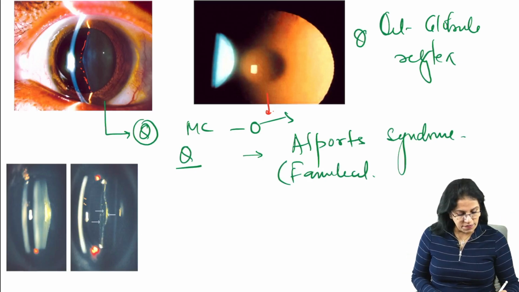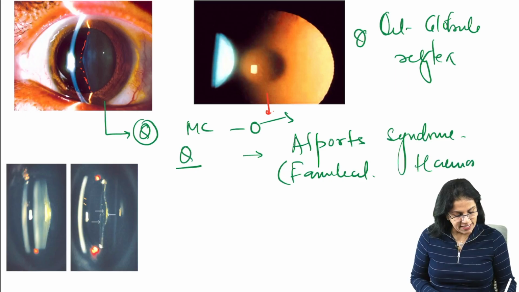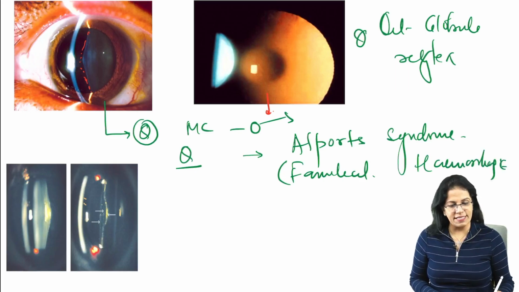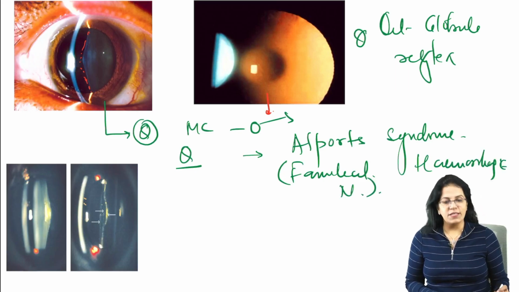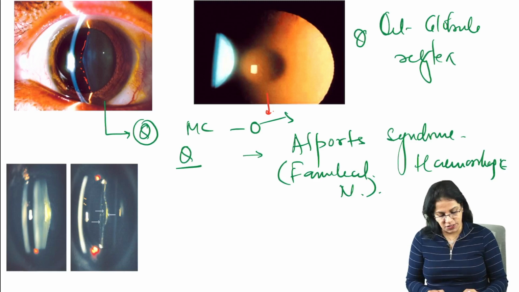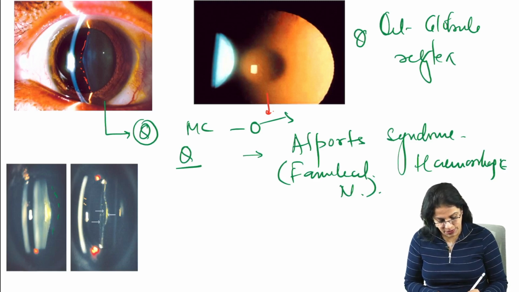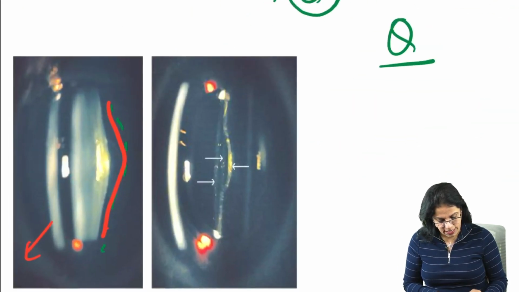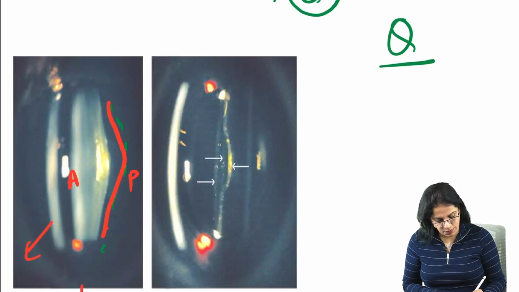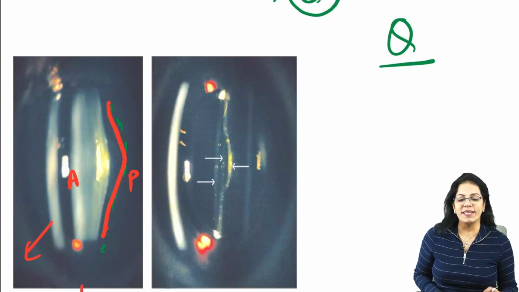Okay, so this is what is familial hemorrhagic nephritis, right? These are the questions, and then you come to the next figure, which is showing you the posterior lenticonus. It is the posterior surface. Can you see? This is the corneal section. If this is the corneal section, naturally this is anterior and this is posterior. It is the posterior which is conical this time.